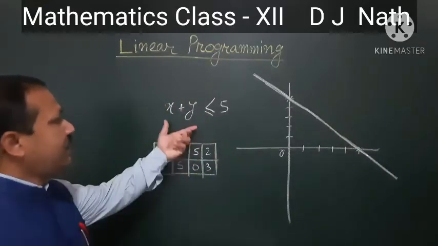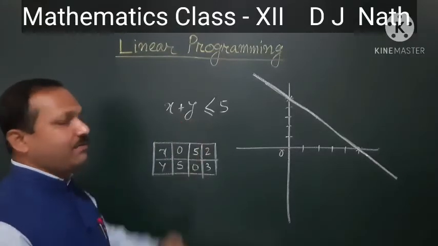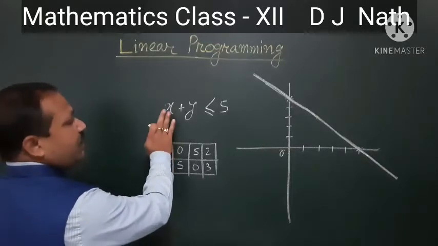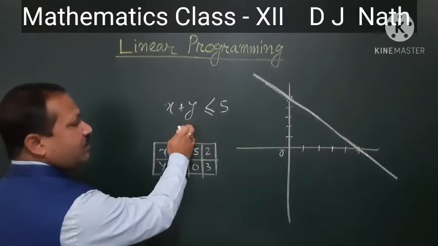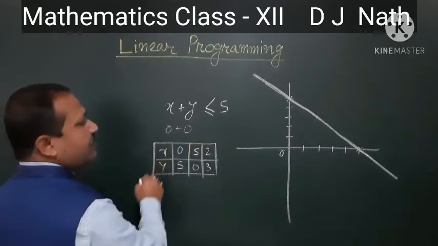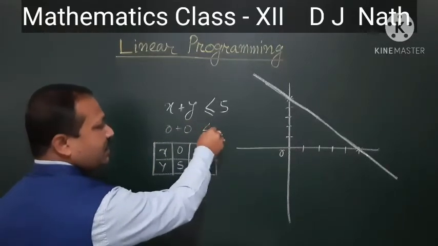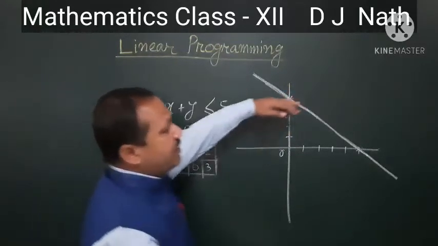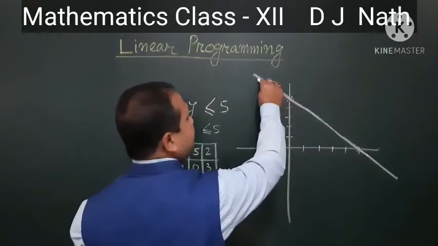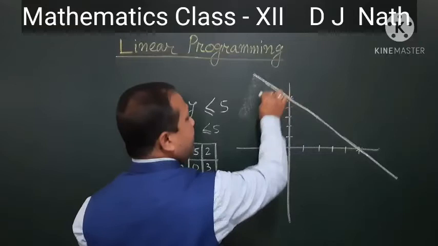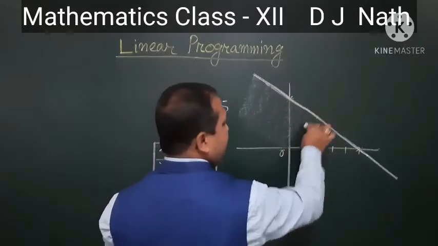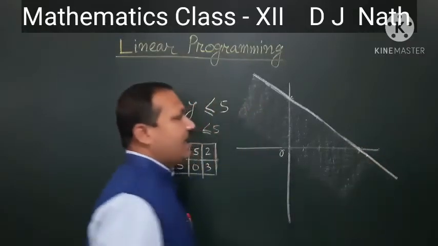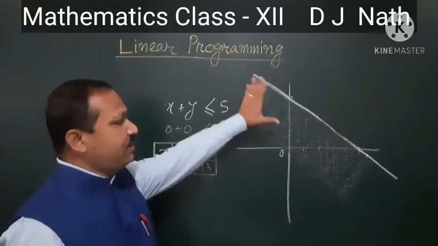Now, if x plus y is less than or equal to 5, how can we say which portion is our feasible region? We take x as 0 and y also 0. So it is 0 plus 0; is it less than or equal to 5? If it is true, then the feasible region will be towards the origin. This side is the feasible region. In class 11 you have done that kind of thing.